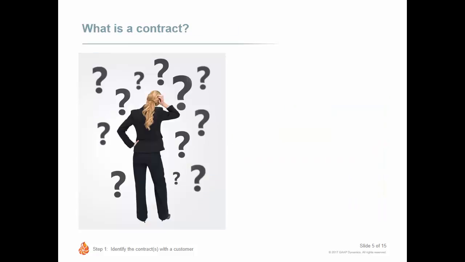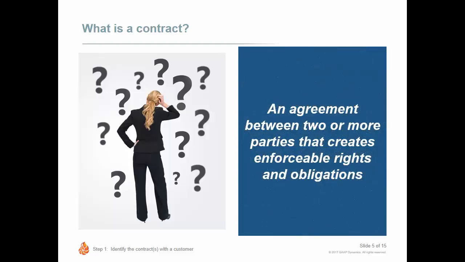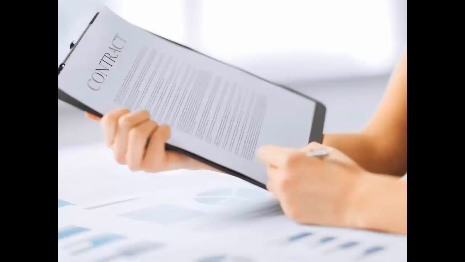So, what is a contract? According to the glossary within Topic 606, a contract is an agreement between two or more parties that creates enforceable rights and obligations. A contract with a customer is in the scope of the new standard when it is legally enforceable and certain criteria are met. Whether or not these rights or obligations are enforceable is a matter of law.